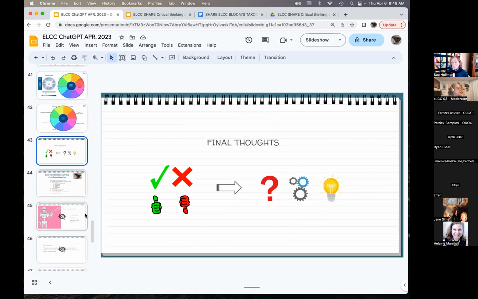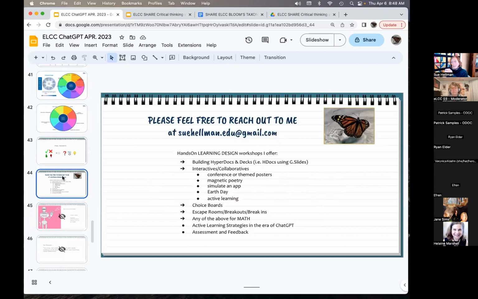And I think I'm 2 minutes from the end. The last slide is how to get hold of me. I do other kinds of workshops, or I'd be happy to work with you individually on a project. I'm retired, and I've been retired for quite a while. So I'm in the enviable position in my life of being able to do things that are fun.